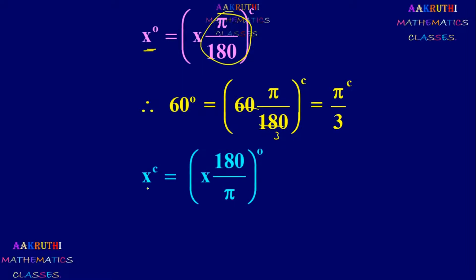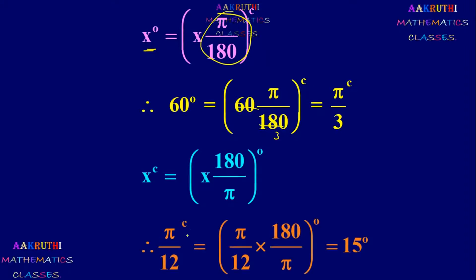So next we consider how to convert radian to degree. So it is x radian. x radian is x into 180 by pi degrees. If you want to convert radian to degree, you have to multiply by 180 by pi. We consider one example, pi by 12 radian. pi by 12 radian equal to pi by 12 into 180 by pi degrees. Here pi cancels. 12 ones are 12 and 12 fifteens are 180. So therefore we get 15 degrees. So pi by 12 radian equal to 15 degree.